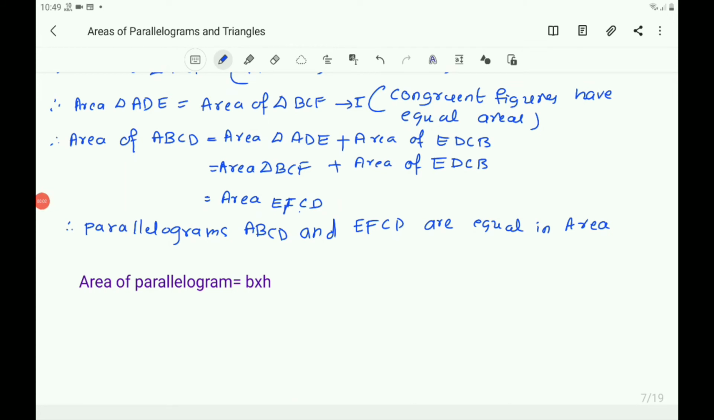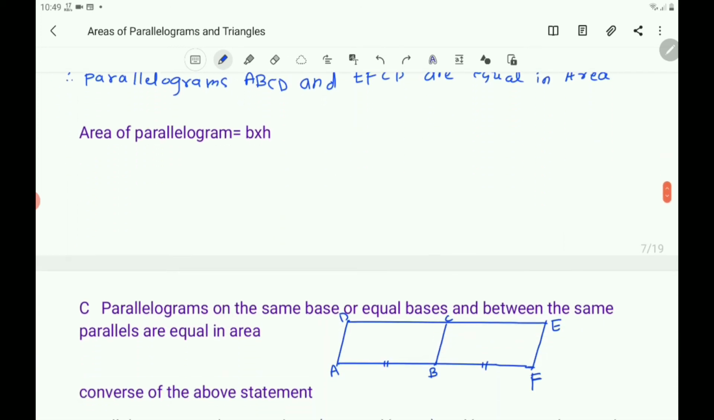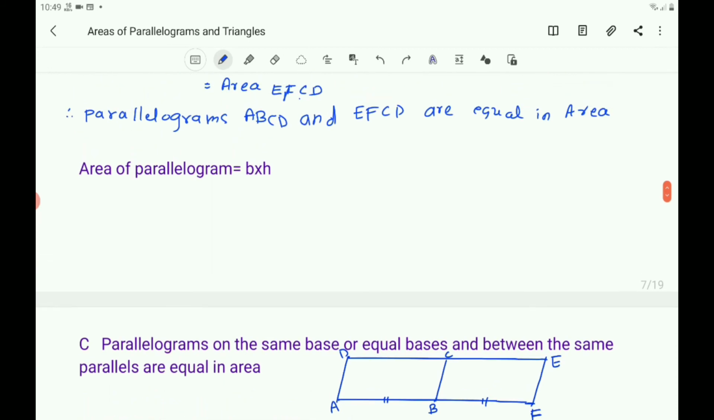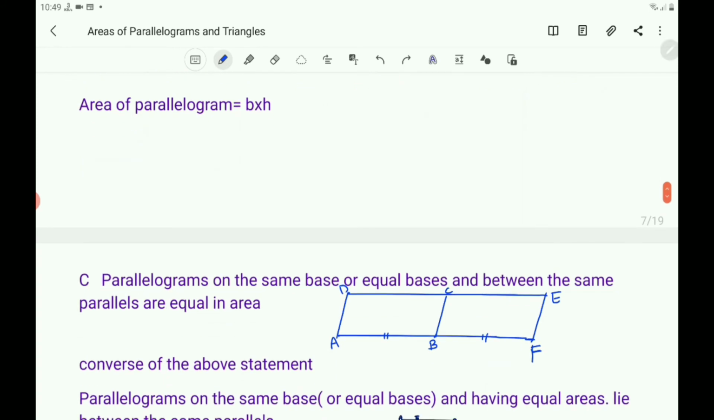And you know the formula to find the area of a parallelogram. Area of parallelogram equals base into corresponding altitude, that is B into H. B is the base and H is the corresponding altitude, drawn from the opposite vertex to that base. And now, here we proved that parallelograms on the same base and between the same parallels are equal in area. Then what about the parallelograms on equal bases and between the same parallels?